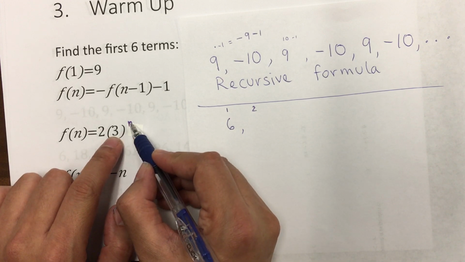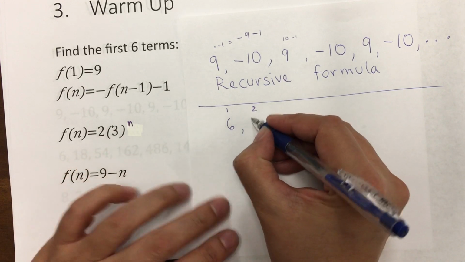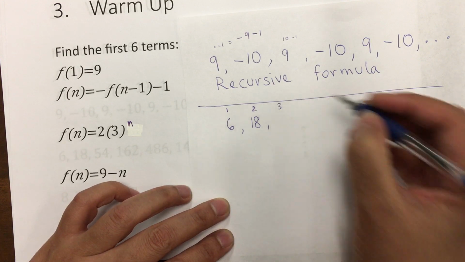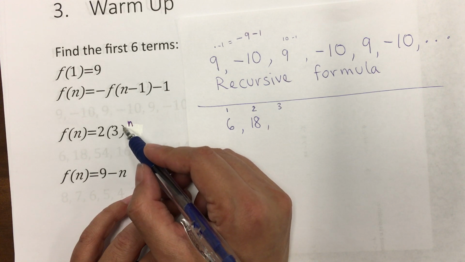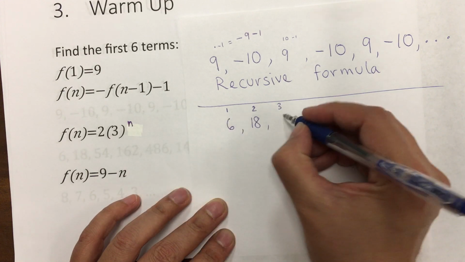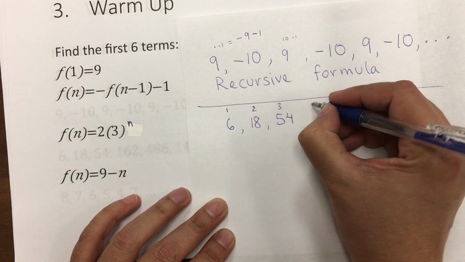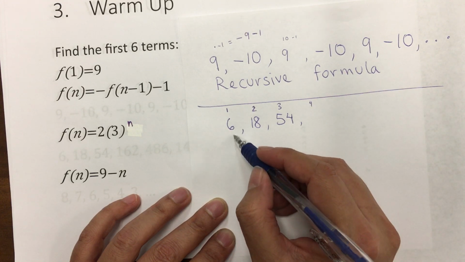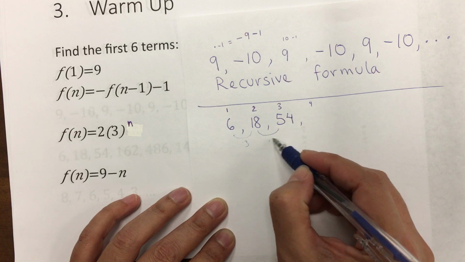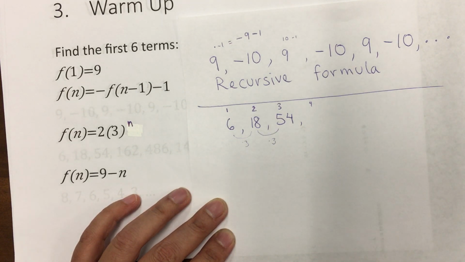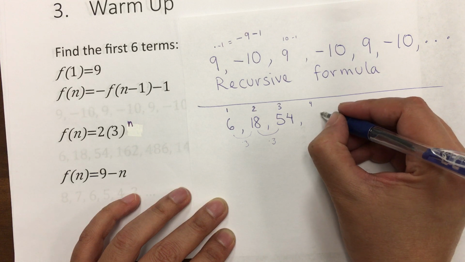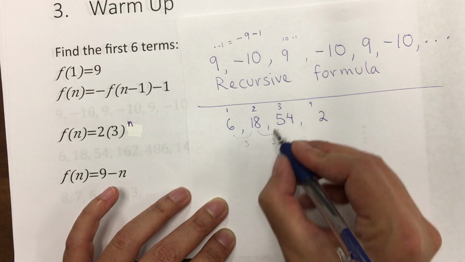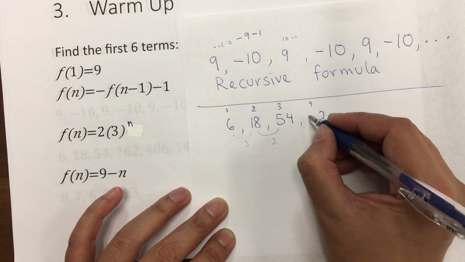So 3 to the second power is 9, times 2 is 18. The third iteration is going to be 3 to the third power, meaning 3 times 3 times 3 is 27, times 2 is 54. And we can actually see that the pattern is times 3, times 3, so we can figure out the rest without having to go back to the formula. Rather, we can just multiply by 3, and so 3 times 4 is 12, carry the 1. 3 times 5 is 15, and 1 is 16.